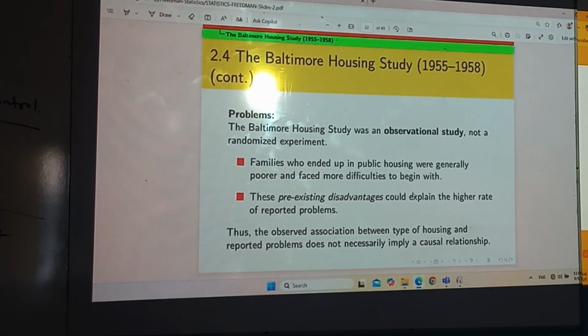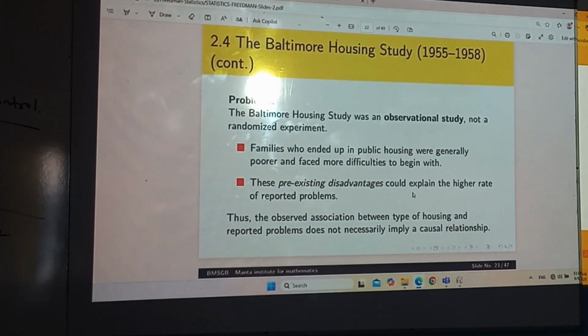So the Baltimore housing study was an observational study, therefore we cannot decide the causation at all unless you have really good reasons, like most of the criteria are satisfied and so on. But families who end up in public housing were generally poorer than the other people to begin with. Right? So those pre-existing problems were actually continuing even after they went into the housing. So that's why their problem rates are higher.